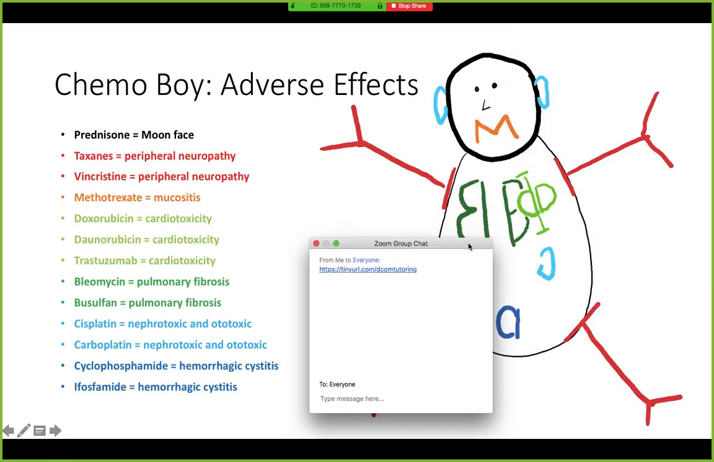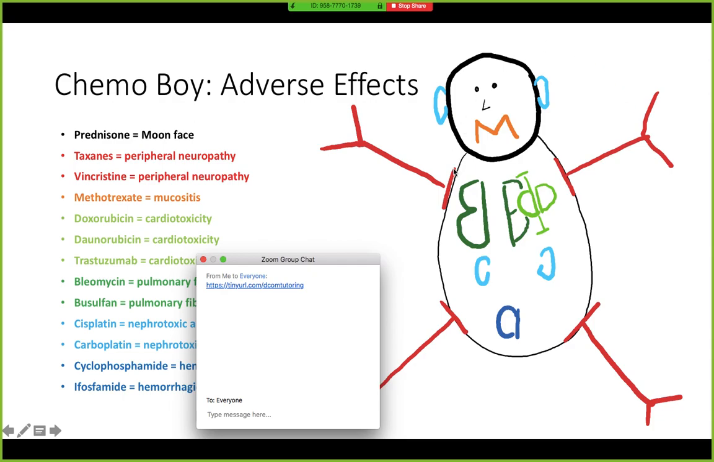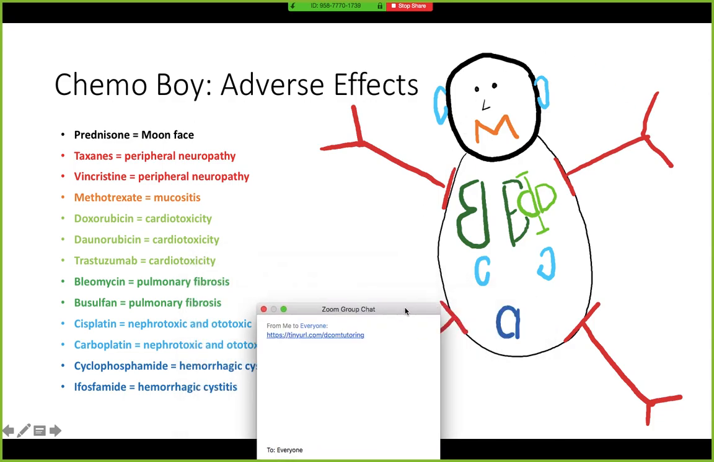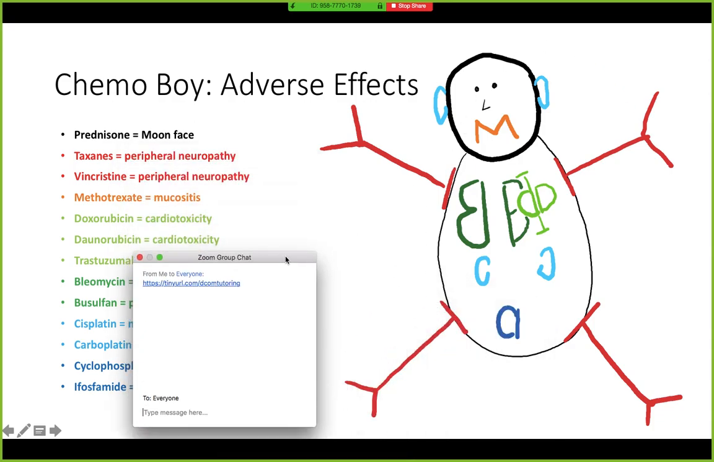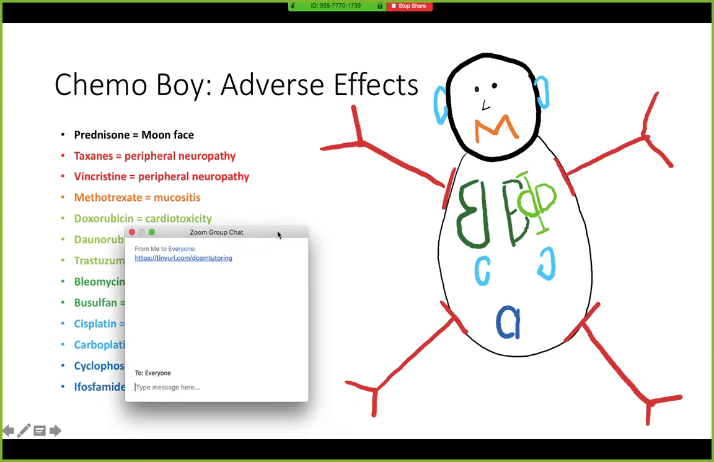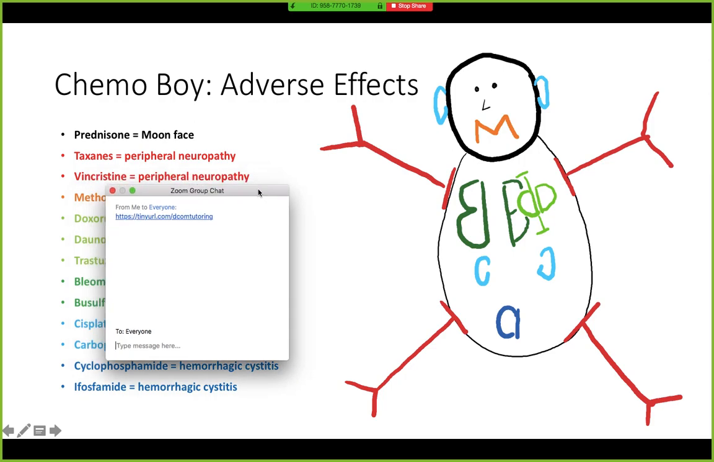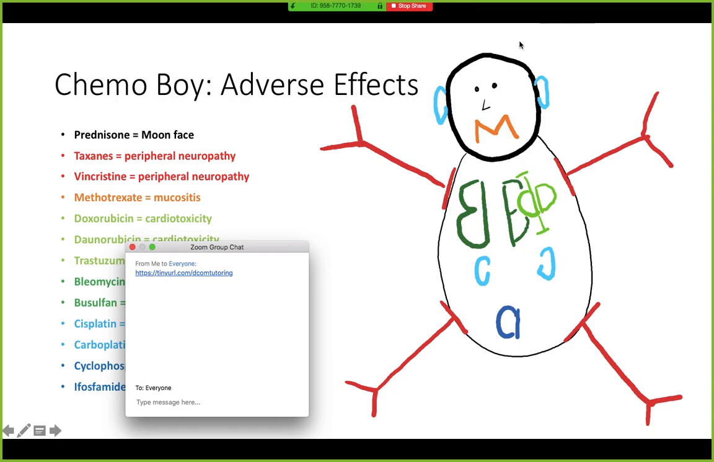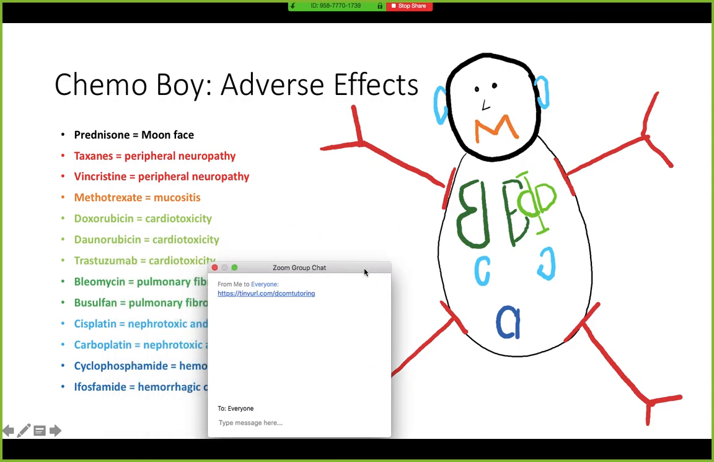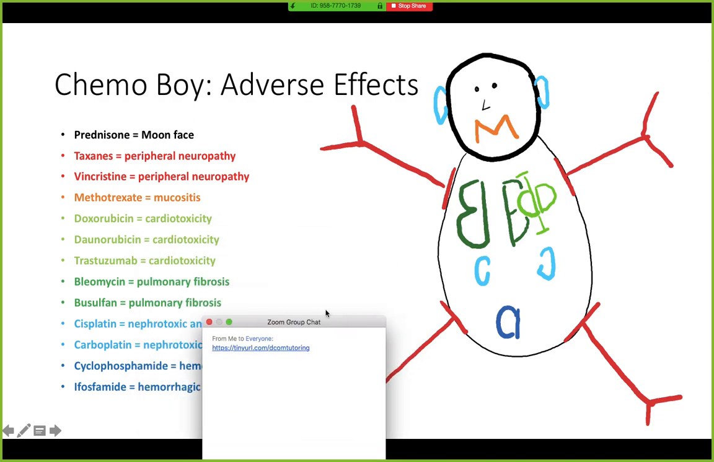Okay, so I took this out of Allie's study guide since she already had it drawn. So yeah, you could just brute memorize the adverse effects, but I think Chemo Boy makes it a lot easier. So I would definitely memorize this for the exam, or you'll probably be kind of up a creek as far as her questions go otherwise.